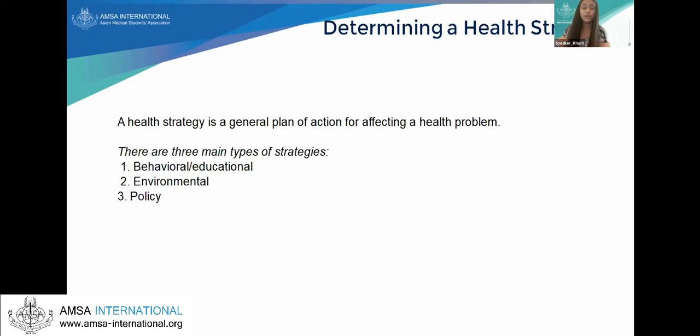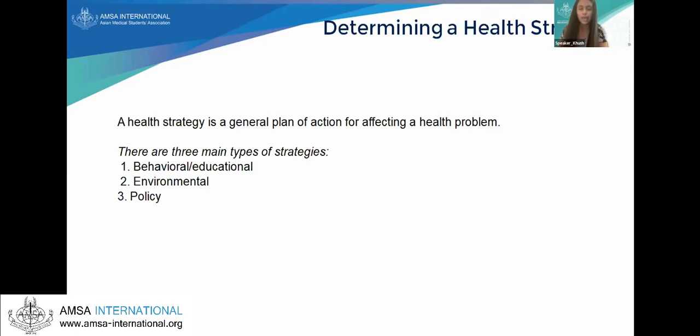So when you identify a health strategy, always remember that it must relate to the program goal, the long-term objectives, and the factors that are most important and modifiable. To have a significant impact, you may often need to identify a combination of health strategies, as I earlier mentioned, at educational, behavioral, environmental, or policy levels. So first of all, let's touch in brief on the behavioral educational strategy. This strategy is basically designed to change the awareness, knowledge, attitudes, and or behaviors of community members. It may be targeted towards the community as a whole or individuals.